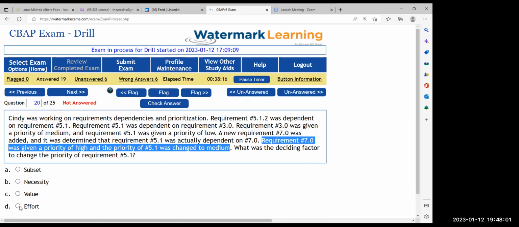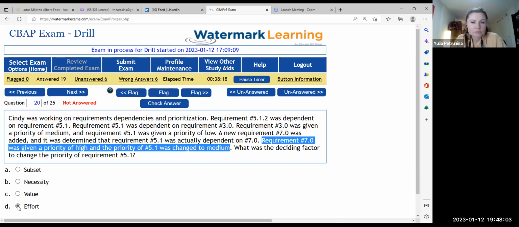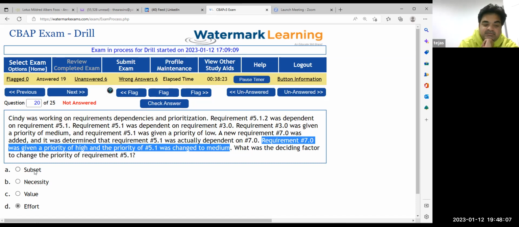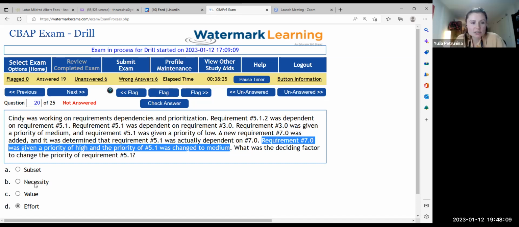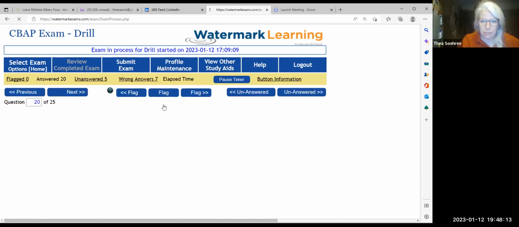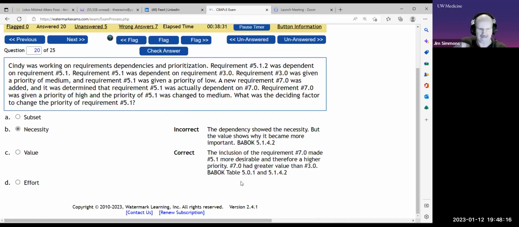Effort. Um, effort? Because if it's dependent on it, it'd be subset, right? I'm thinking it's necessity. I think it's necessity too. Okay, I've got two votes for this one. In the interest of time, I'm going to check it. Oh, it was value. We're all wrong. Nobody chose value.